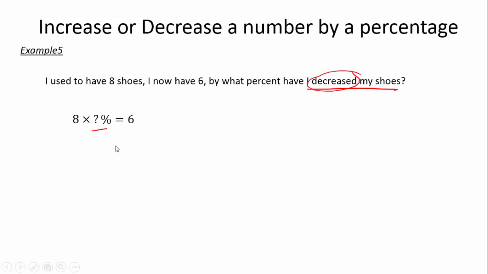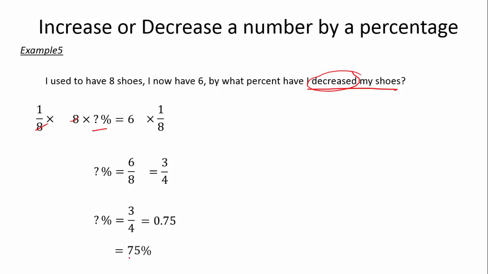So we follow the exact same method. We times by 1 over 8 on the one side and 1 over 8 on the other side. Those cancel out nicely. So we're left with 1 times the percent over 6 over 8 on this side. And that is the same as 3 over 4. So it's 3 over 4, the decimal is 0.75, and the percentage is 75%.